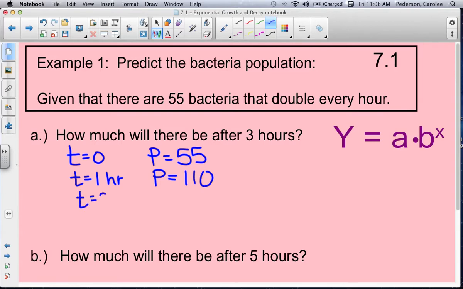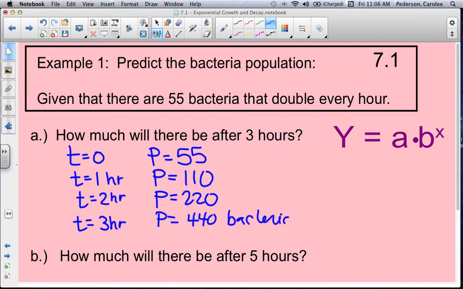Now let's go into 2 hours having gone by. What will we have? We're going to double it again. So what will happen to 110? We will double that number, and we get 220. And then we have 3 hours. The population, 220 times 2, is 440 bacteria. That is our answer. On the next part, I'm going to show you how to do the same problem, but with the formula in the purple.